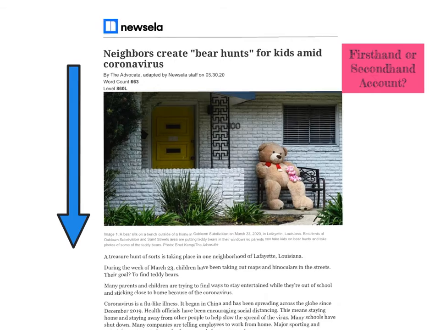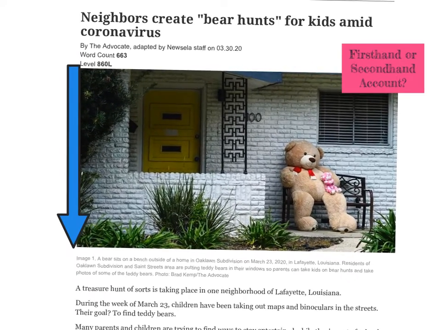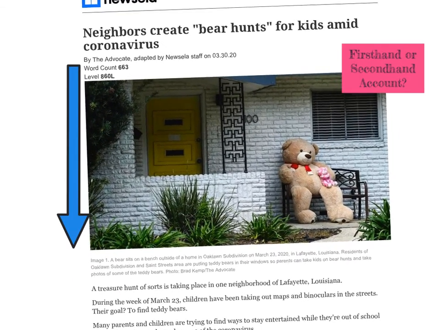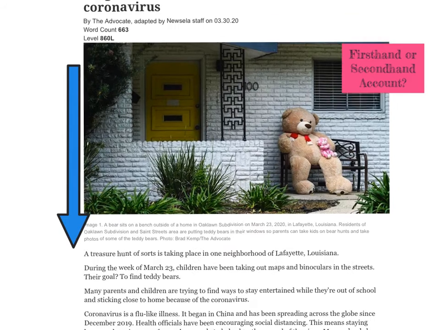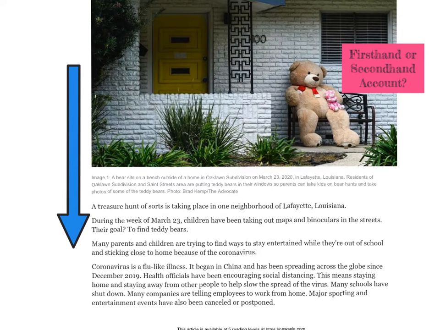So I'm noticing a text feature. I'm noticing there's an image, and it kind of looks like a photograph of somebody's front porch. I'm noticing that there are two bears on it, a large bear, and then a small pink bear in that big bear's lap. Underneath that image, it says, image 1, a bear sits on a bench outside of a home in Oakland subdivision on March 23, 2020 in Lafayette, Louisiana.